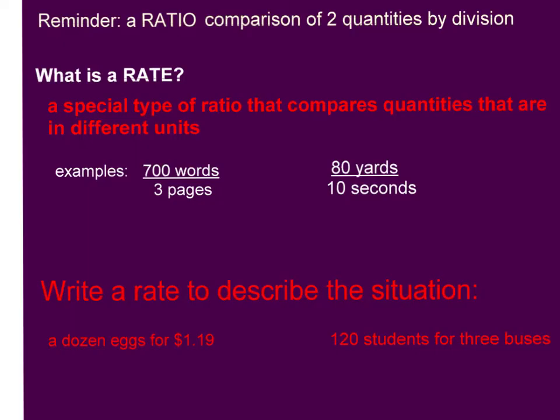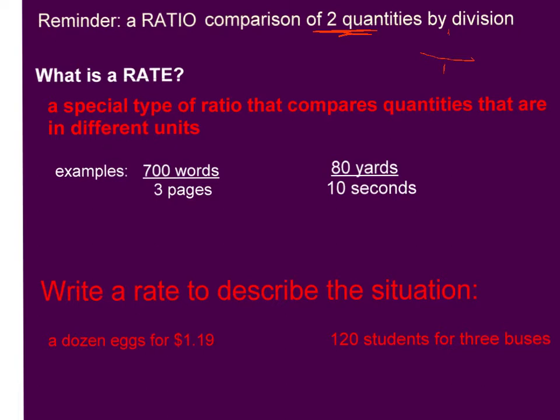Well, in our last video, we learned about what a ratio does. And the important thing about a ratio is that it compares two quantities by using division or the vinculum. And a rate is kind of like a ratio. In fact, it's a special type of ratio that compares quantities that are in different units. So this is the main thing I want you to remember. A rate compares two quantities that are different units.